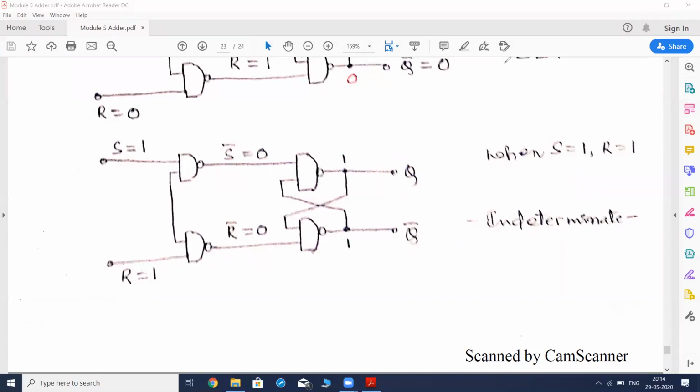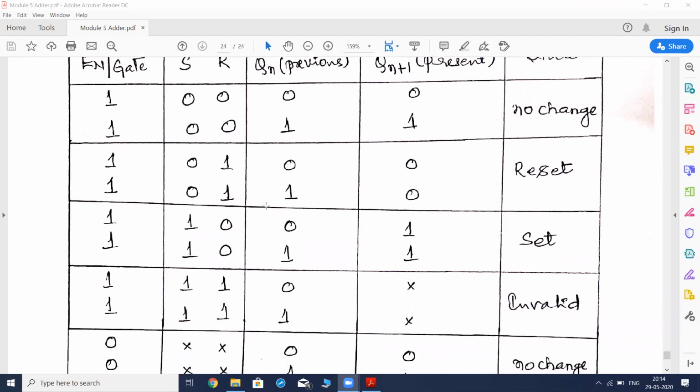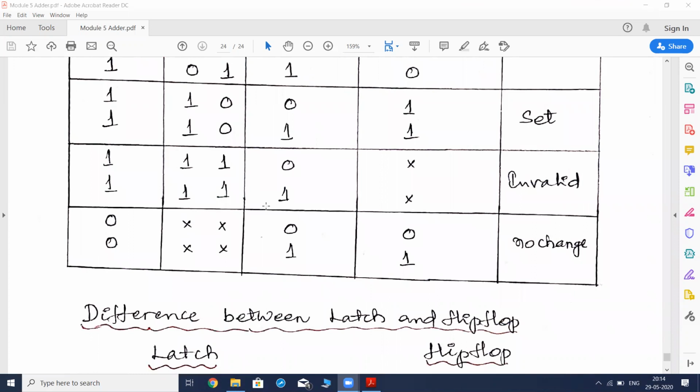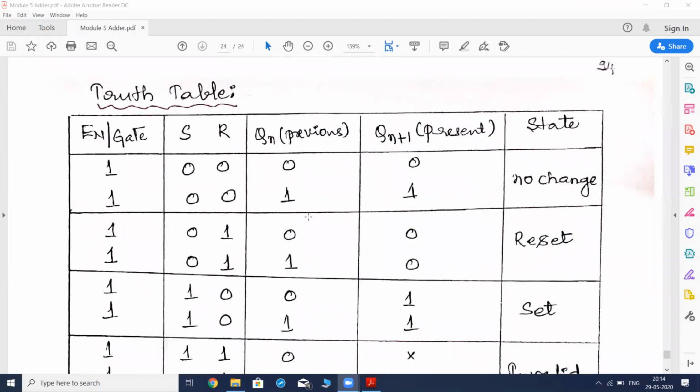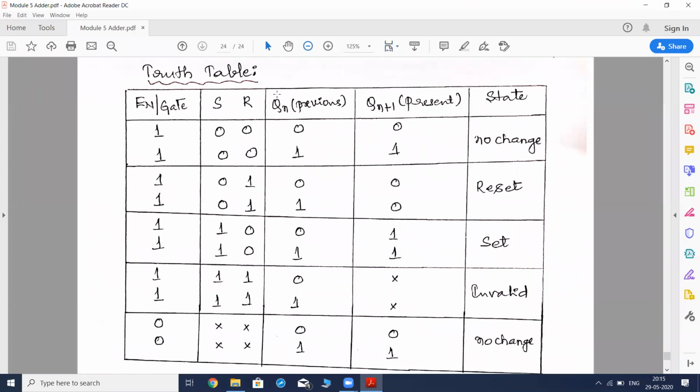So now let us see the truth table. When we look at the truth table, here is our truth table. In this truth table, you could see that here we have the enable input. Okay, we can now see properly. Here we have the enable input. We have S and R inputs over here. Qn is called the previous state. Qn plus 1 is called the present state. So here there are two types that we can tell.